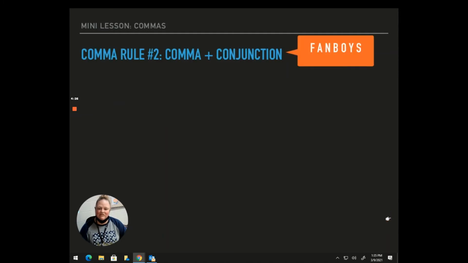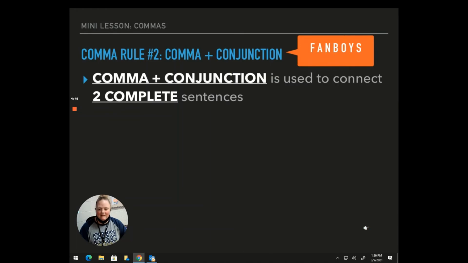Next, comma number 2 is when you use a comma and a conjunction. These are our fanboys conjunctions. I've always taught these as for and nor but or yet so. Yes, I sang them like that. So in your head, just kind of go for and nor but or yet so and decide, do you need a comma? A comma and a conjunction is used to connect 2 complete sentences.